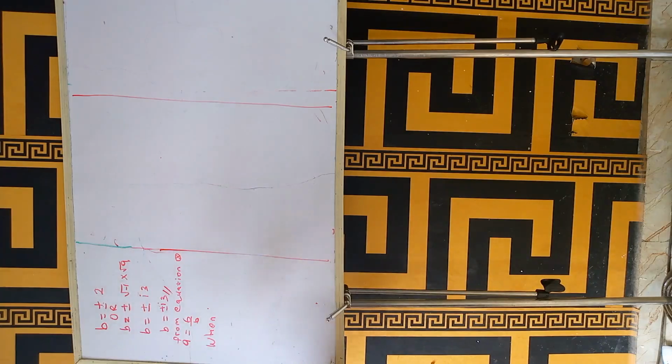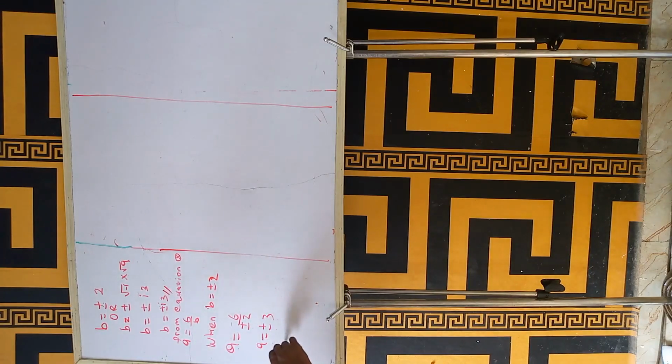For me now to get my a, I will say when b equals plus or minus 2. Therefore, a will be equal to 6 over plus or minus 2. This sign will come up. You have a equals plus or minus 3.